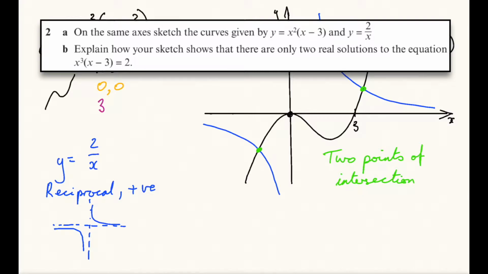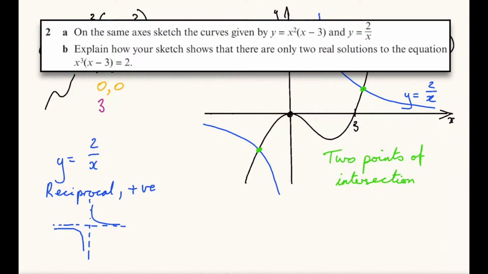And then we move on to part B of the question, where it asks us to explain how our sketch shows that there are only 2 real solutions to the equation x cubed (x minus 3) equals 2. I need to go back, and I just need to make sure that I label both of these. I need to label that as y equals 2 over x.